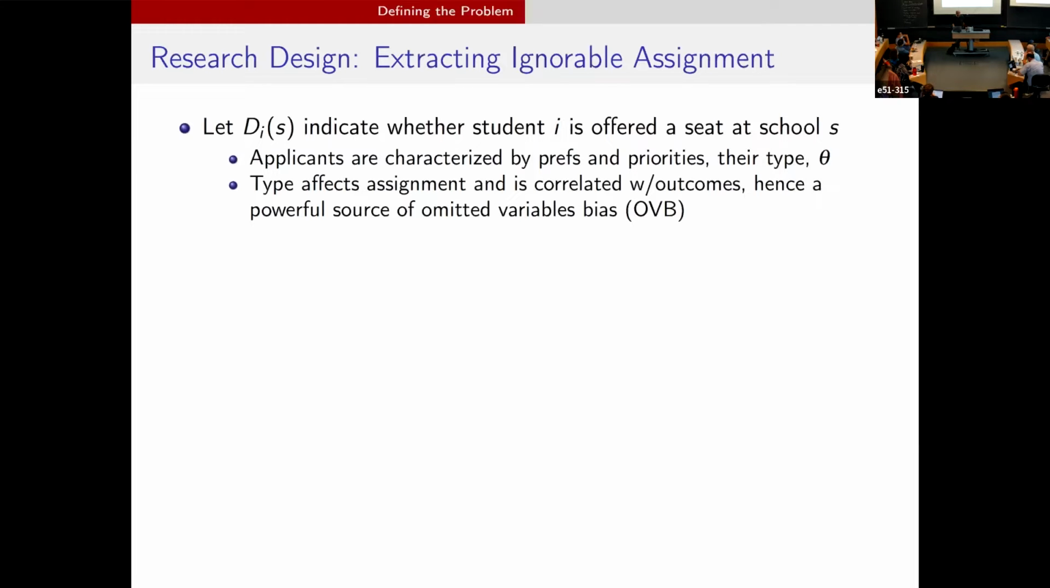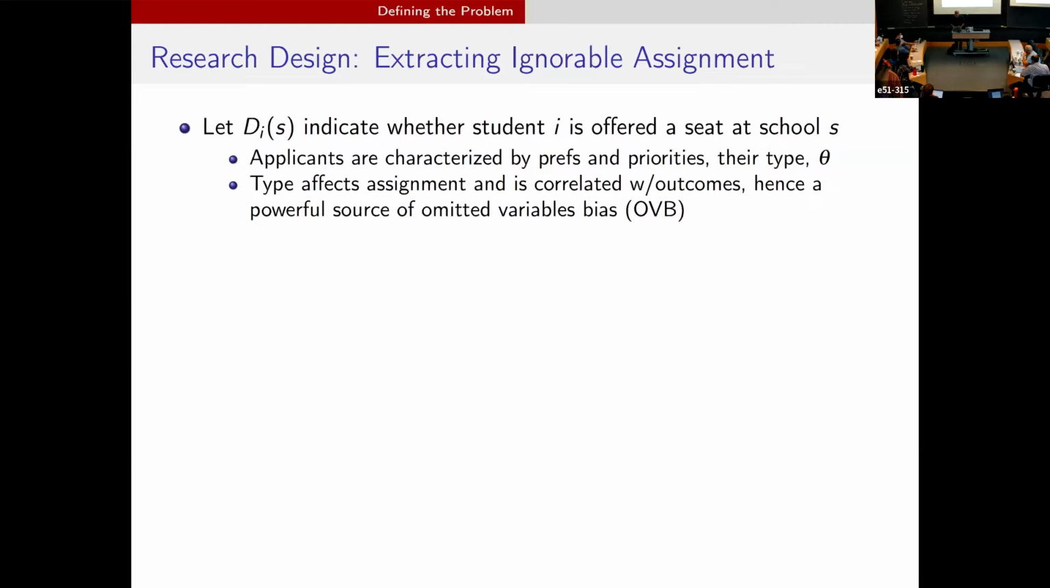Now in deferred acceptance and many other assignment algorithms, the only thing that determines whether a student gets an assignment are the inputs to the mechanism. So in deferred acceptance, that would be their preferences and their priorities. Once I know an applicant's preferences and priorities, I don't need to know their race. I don't need to know where they live. I don't need to know their free and reduced price lunch status to determine whether they get an assignment. All I need to know is their type, their preferences and priorities.